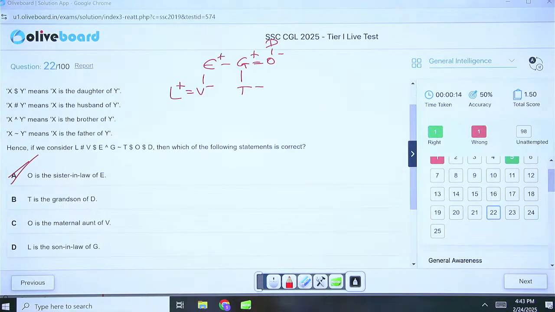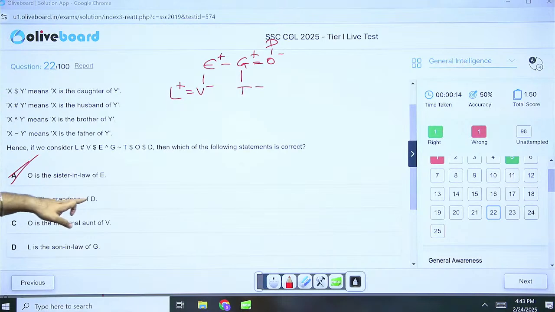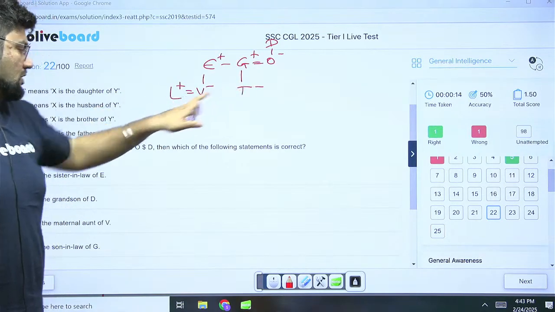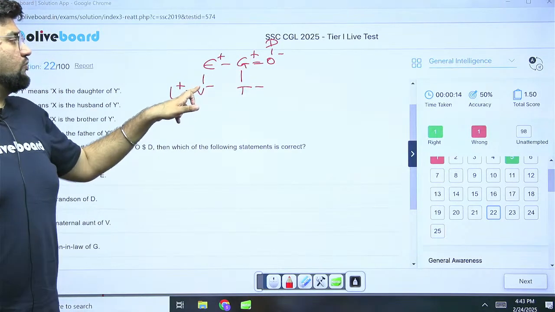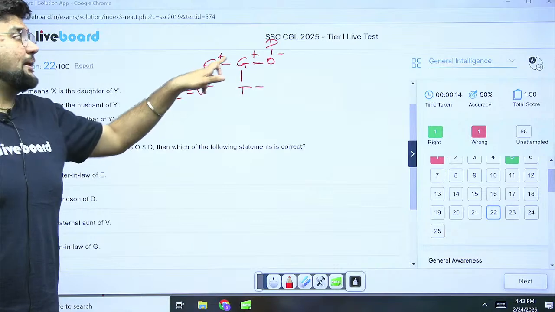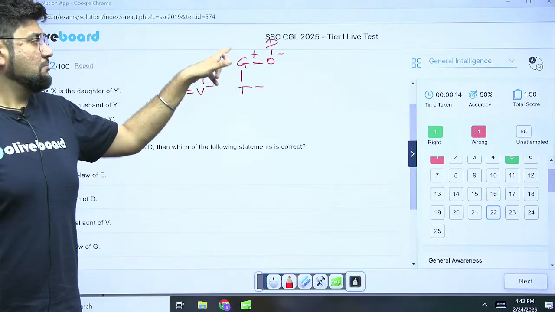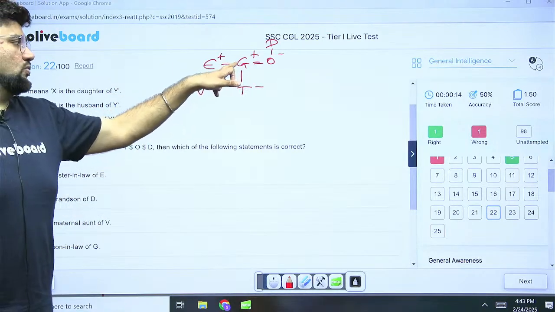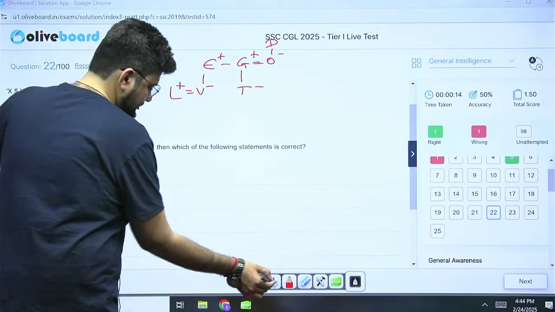Okay. Now, for the sake of it, I am showing you the other options also. T is the grandson of D. T is definitely the grandchild, but a granddaughter. Not correct. O is maternal aunt of V. No. O is the paternal aunt of V. O is V's father's brother's wife. So, O is the paternal aunt, not the maternal aunt. Close one. L is the son-in-law of G. No. Okay. So, only option A is the right one.